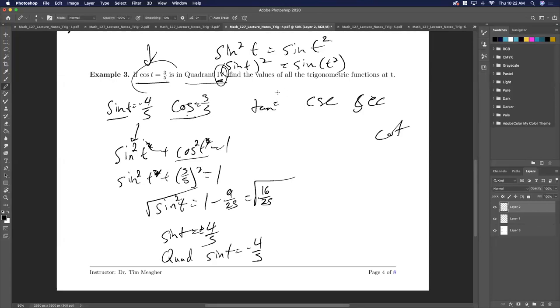Tangent is negative 4/5 divided by 3/5, so it would be negative 4/3. And then for these, we just flip them. So this would be minus 5/4. This would be 5/3. And this would be negative 5. Okay, that makes sense how to do that. Because once you get one, you can get the other, and then the rest of these you just flip and plug in.